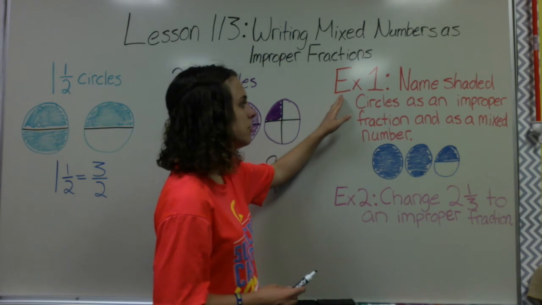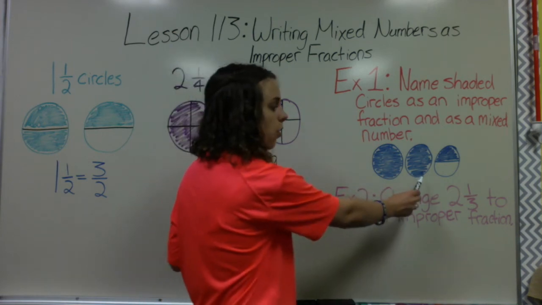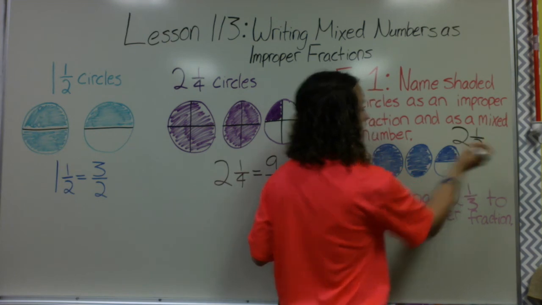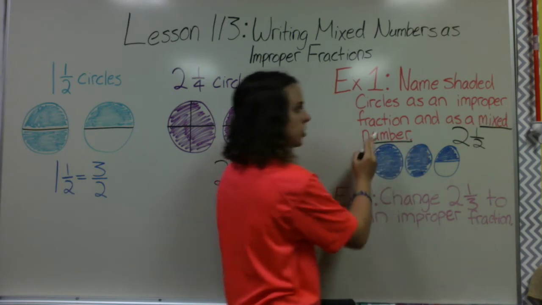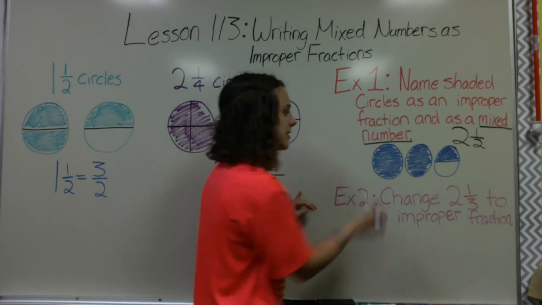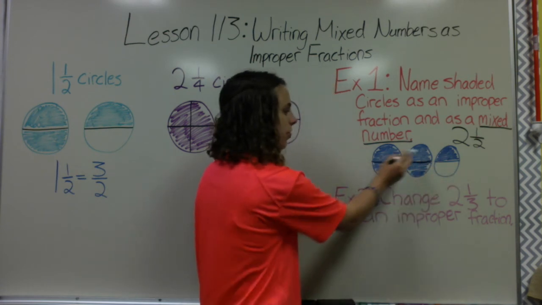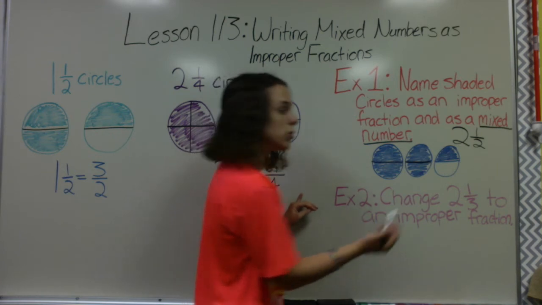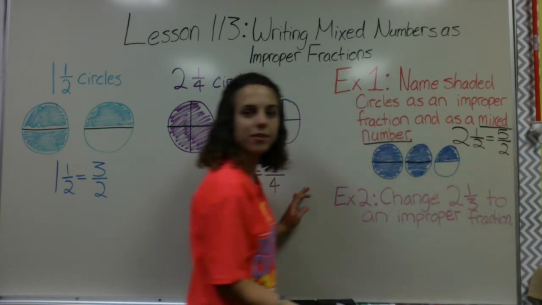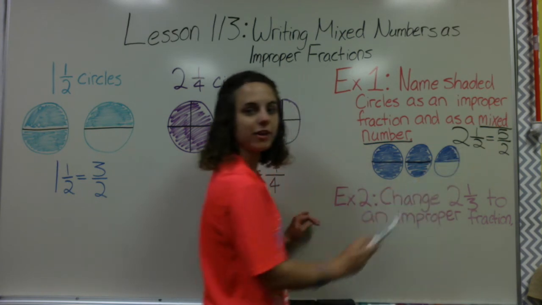So, for example, it says to name the shaded circles as an improper fraction and as a mixed number. Well, I can see that 2 whole circles plus a half are shaded. So I know that 2 1/2 is my mixed number. Now I need to know my improper fraction. Well, all of these circles need to be split into the same amount of parts to write an improper fraction. So I'm going to draw a line here, split both circles into halves. I have 1, 2, 3, 4, 5 halves. So 5 halves, or 5/2, is my improper fraction. And 2 1/2 is my mixed number, the mix between a whole number and a fraction.